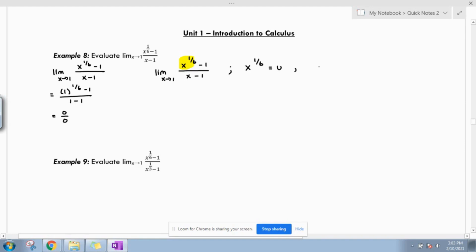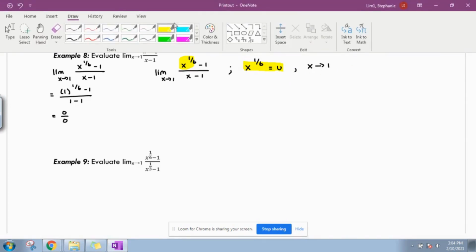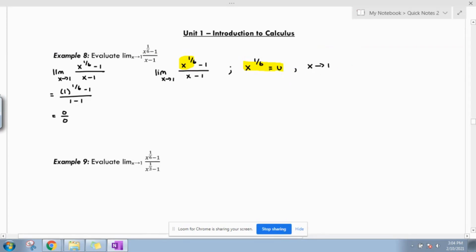Again, once I do that change of variable, I need to talk about what we're approaching. I know that in my original question, my x was approaching 1. So if I'm using my change of variable equation here, if x is approaching 1 and I plug 1 in here, that indicates that my u would also be approaching 1 as well.